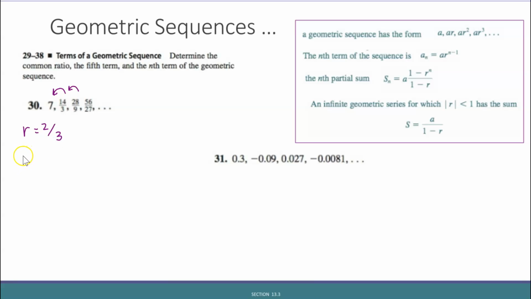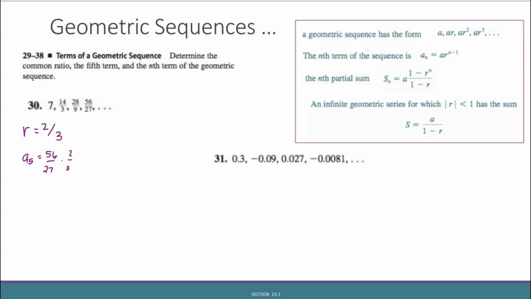Okay, so now we want to find the fifth term. If I take 7 and multiply it by 2/3, I'm going to get 14/3. 14/3 times 2/3 is 28/9. 28/9 times 2/3 is 56/27. So it's easy to find the fifth term because I know the first four terms. The fifth term is just going to be 56 over 27 times 2 over 3.